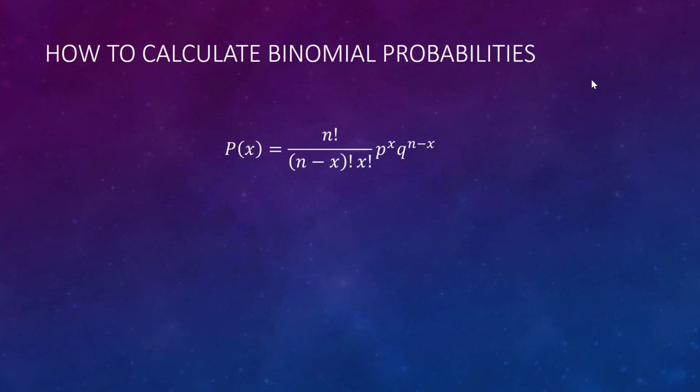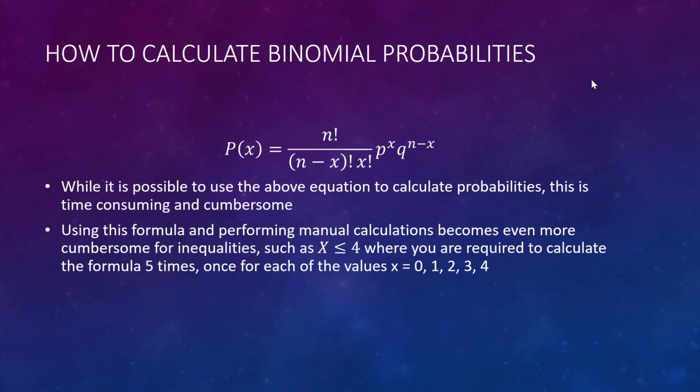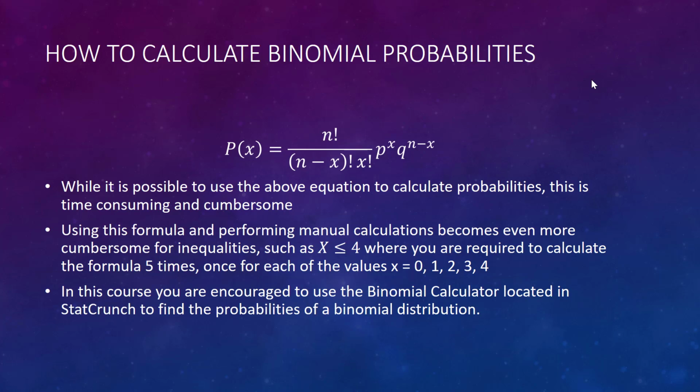How to calculate binomial probabilities? While it is possible to use the above equation to calculate probabilities, it is, as you can imagine, time-consuming and cumbersome. Using this formula and performing manual calculations becomes even more cumbersome for inequalities, such as, for example, x is less than or equal to 4, where that expression would require you to calculate the formula 5 different times, once for each of the values x equals 0, 1, 2, 3, and 4. So you will be very relieved to know that in this course, you will be encouraged to use the binomial calculator in StatCrunch rather than evaluating this equation on paper in order to find the probabilities of a binomial distribution.